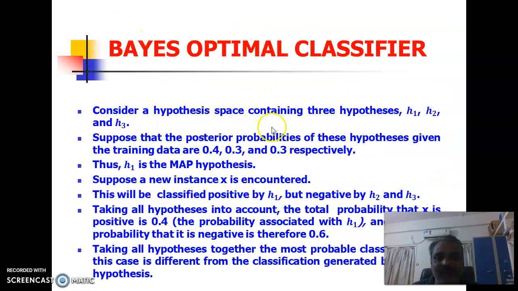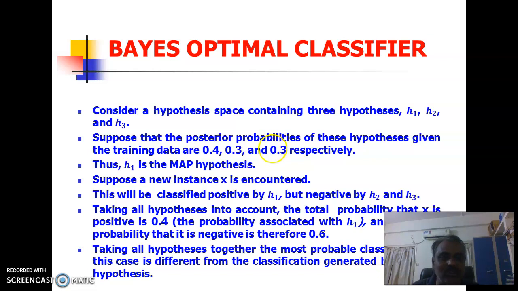Consider a hypothesis space containing three hypotheses, H1, H2 and H3. Suppose that the posterior probabilities of these hypotheses given the training data are 0.4, 0.3 and 0.3 respectively. Thus, based on the MAP hypothesis principle, we will say H1 is the MAP hypothesis.